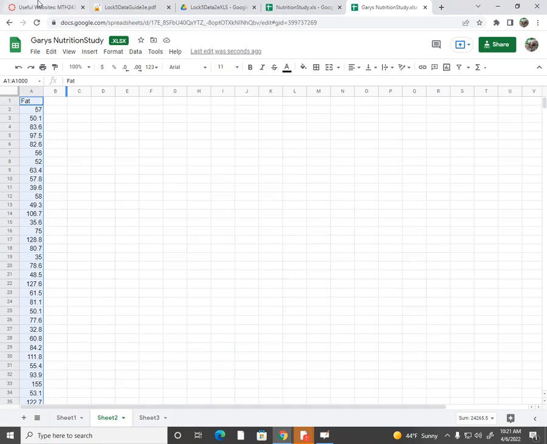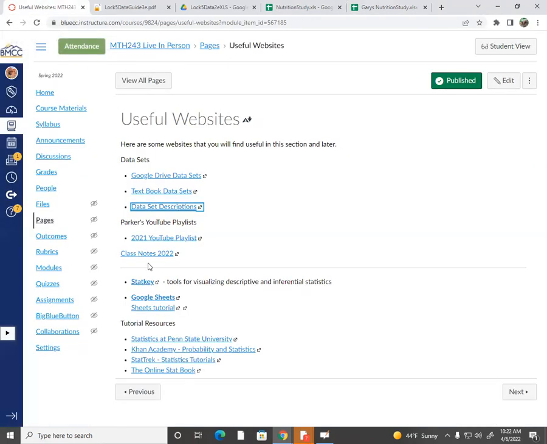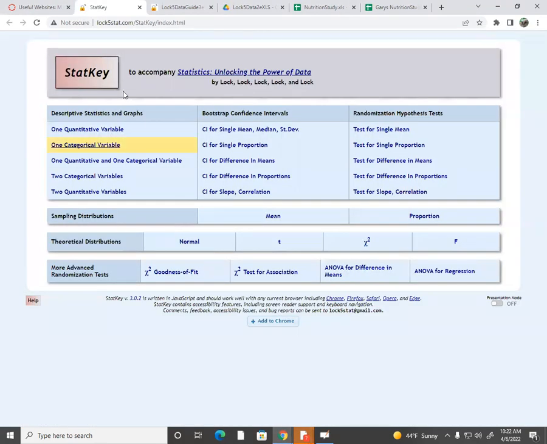So let's go over to StatKey. So back to useful websites. And there's a link to StatKey here on the useful websites page in Canvas. All right, so then in StatKey, they have all of these different links for different statistical tools. And I just have to look at the description and figure out, well, what am I doing here? So I'm doing descriptive statistics right now with you. So that would be the first column.